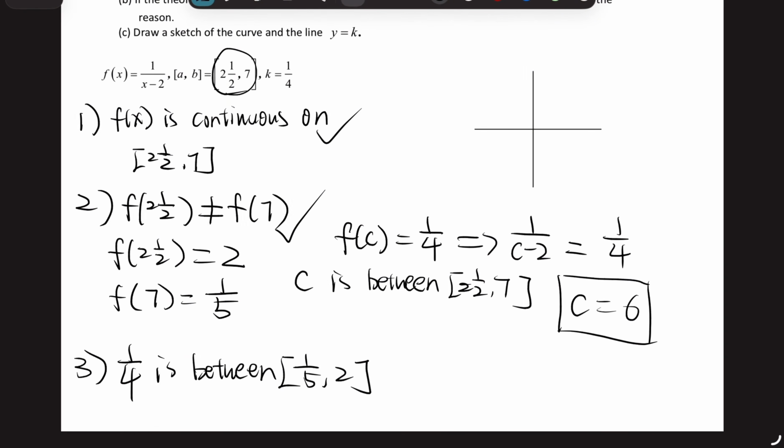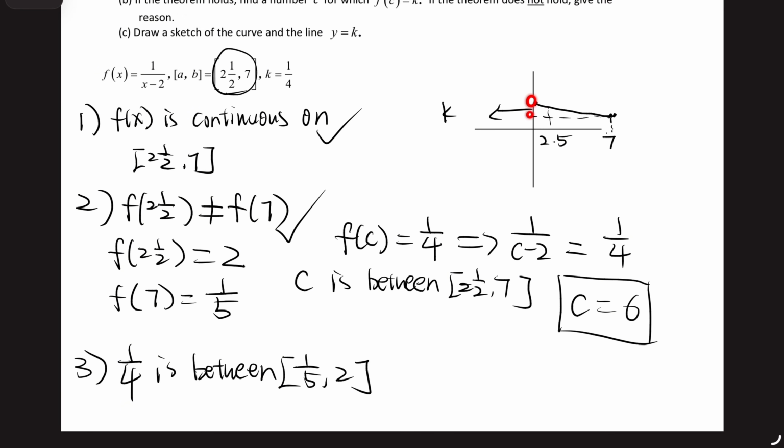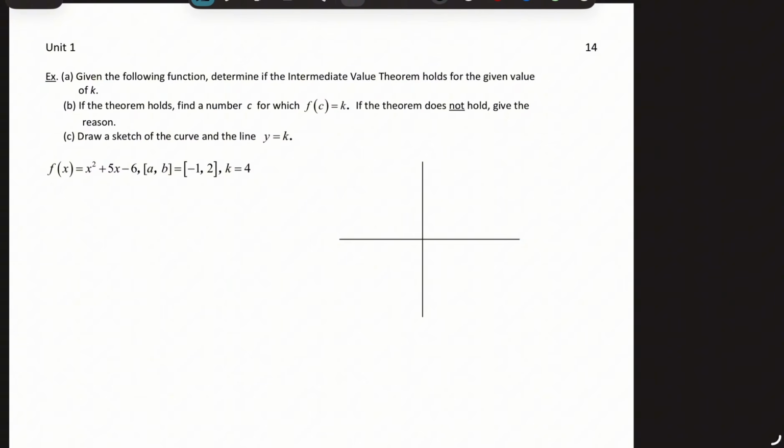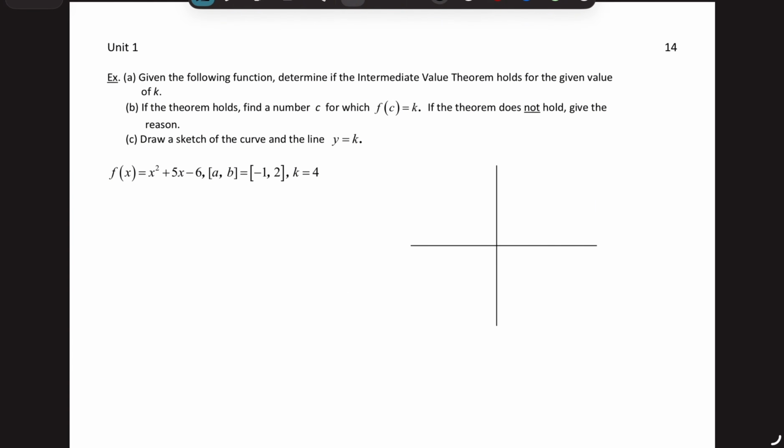The sketch over here will be pretty obvious. You have two endpoints. This is 2.5 and this is 7. Since k is between these two values, its corresponding value will also be in between 2.5 and 7. This is the value of c, which is 6. Is 6 between 2.5 and 7? So it's yes. This is how IVT works. Let's try more examples. Feel free to pause the video and do it yourself.